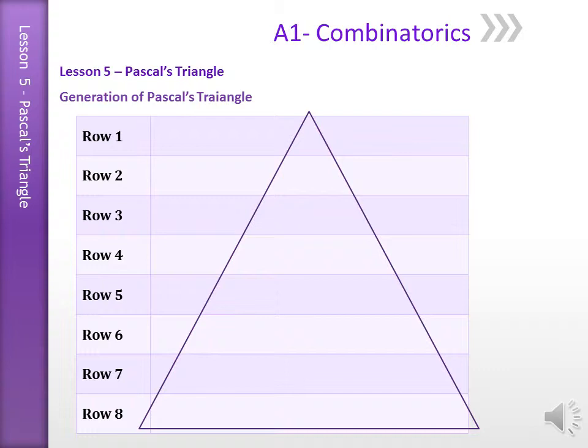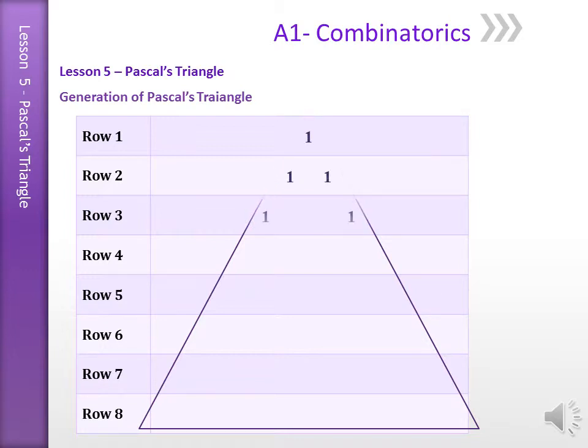Each row will contain a set of numbers. The first will have one number, the second row has two numbers, the third has three numbers, and so on. We are going to generate 8 rows. Let's start with the first row, which will just be the number 1. The second row will be 1 and 1.